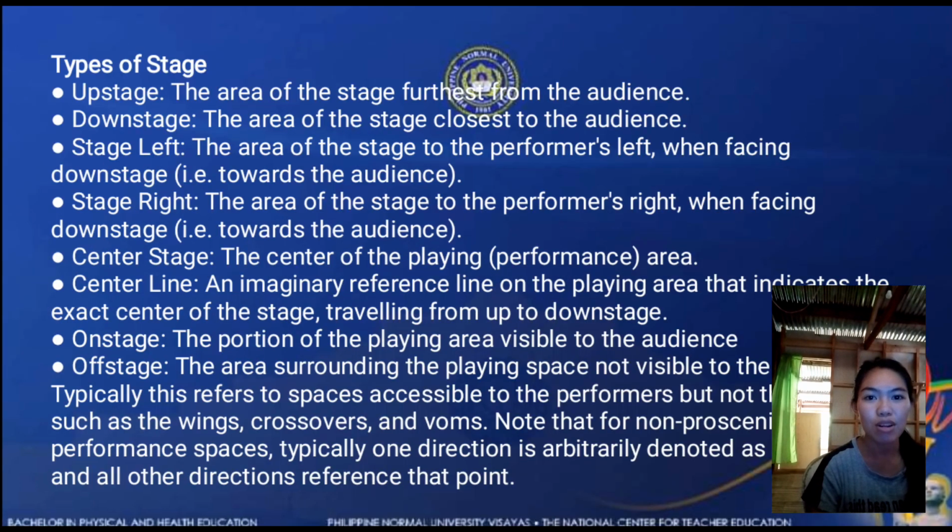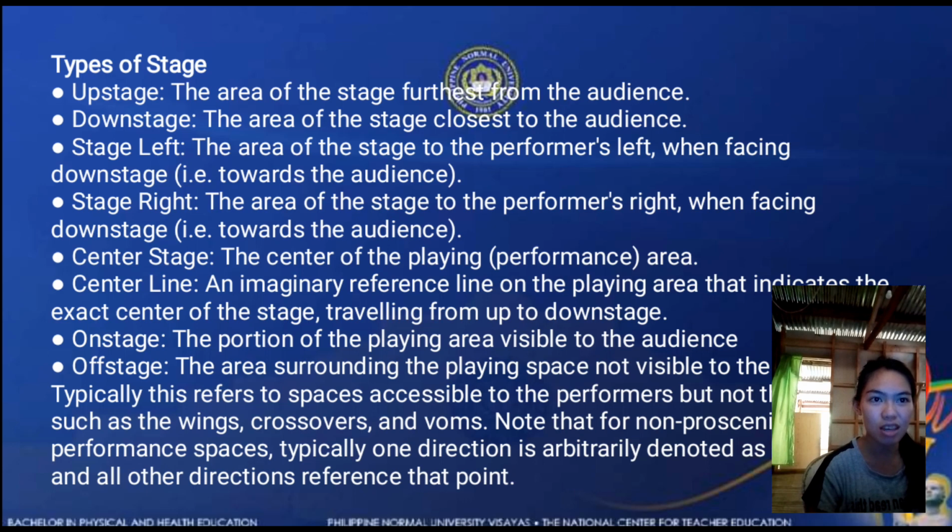Okay. Now, let's proceed to the types of stage. First, we have the upstage, the area of the stage farthest from the audience. So, as we discussed earlier, if you can remember the slope, the slope is usually placed on the upstage area, or the rake. So the rake is rising away from the audience.